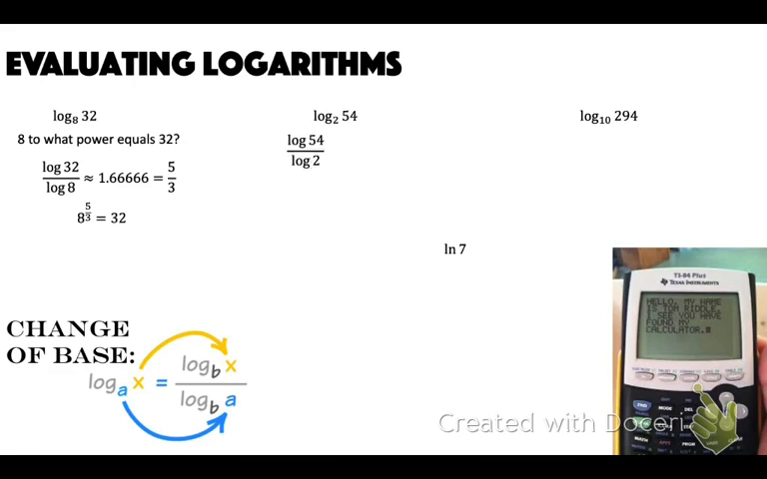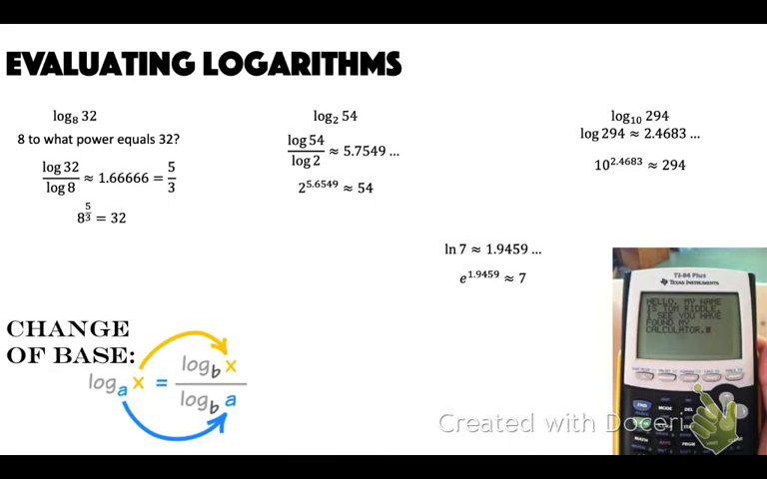So here, log of 54 divided by log of 2, you get 5.7549, which 2 to that power does equal about 54. This last one, log base 10 of 294. Well, log base 10 is the same thing as just log, so then you can just put log of 294 into your calculator. Okay, ln of 7, there is a button on your calculator. So then you just put in ln of 7, you get 1.9459, which e to that power is approximately 7.